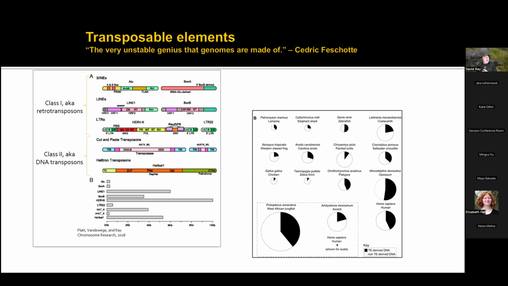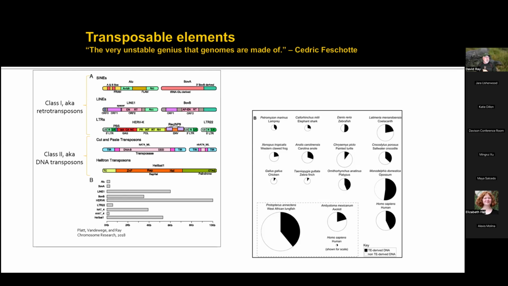And briefly, just a few different types that we may talk about here. There's ALU elements, which are the most common transposable element in human genomes and primate genomes. They are about 300 base pairs, and in our genomes, we have about 1 million copies of these ALU elements. So they make up about 10% of our genome. LINE elements are also relatively common. They make up about 17% of our genome. There are a lot fewer of them, but they are much larger than the ALU elements.